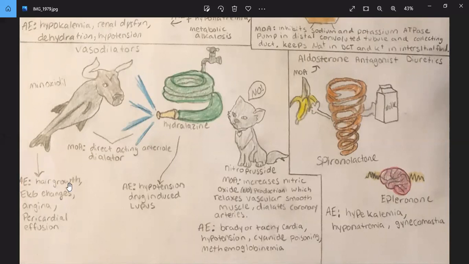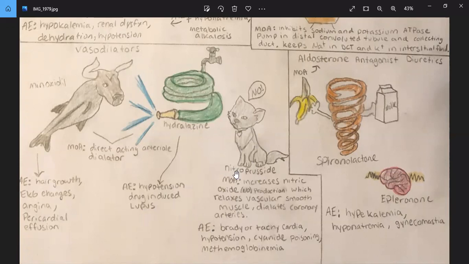Adverse effects for minoxidil are hair growth. That's why we learned it in derm. And then EKG changes, angina, and pericardial effusion. So this little minnow ox looks like maybe he's clutching his chest. So just heart issues, basically. Adverse effects for hydralazine are hypotension, and then drug-induced lupus. That's the biggest one.